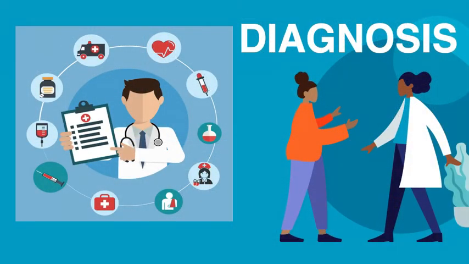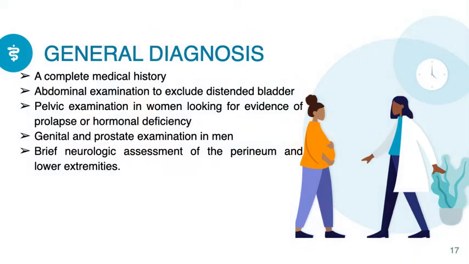For the general diagnosis, a complete medical history and physical examination are recommended, like abdominal examination to exclude distended bladder, pelvic examination in women looking for evidence of prolapse or hormonal deficiency, and genital and prostate examination in men, and brief neurological assessment of the perineum and lower extremities.